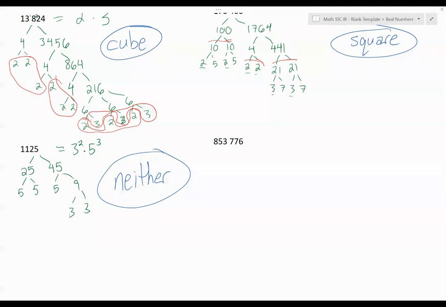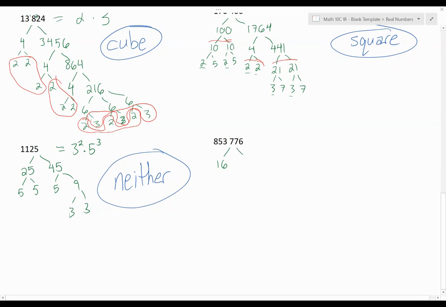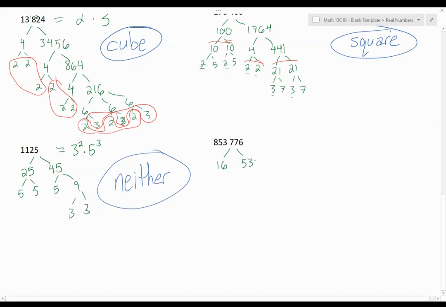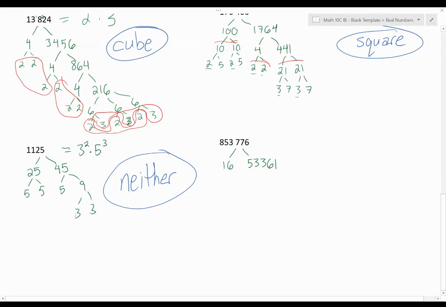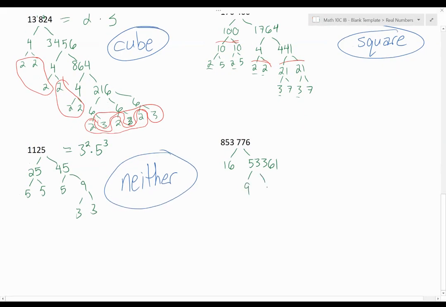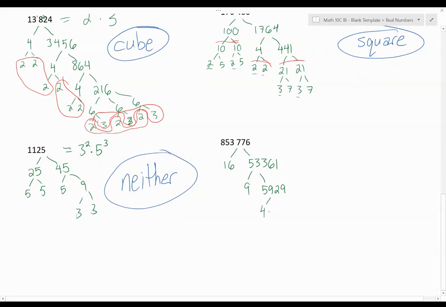853776, it is divisible by 4. Actually, I'm going to go ahead and divide it by 16, just because I happen to know it is divisible by 16. That gives me 53361. If you divided it by 4, you would then notice it's divisible by 4 again. In this particular case, I can divide it by 9, which gives me 5929. I believe it is divisible by 49 at this stage, yes.